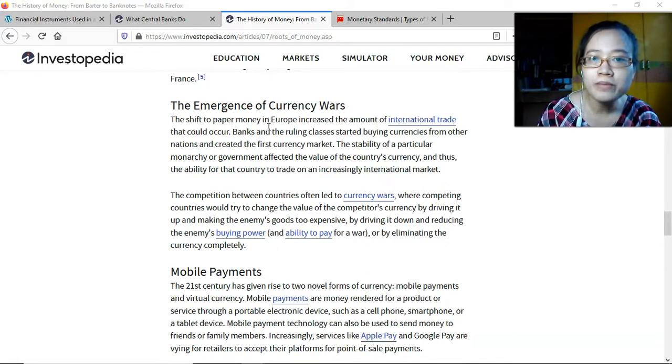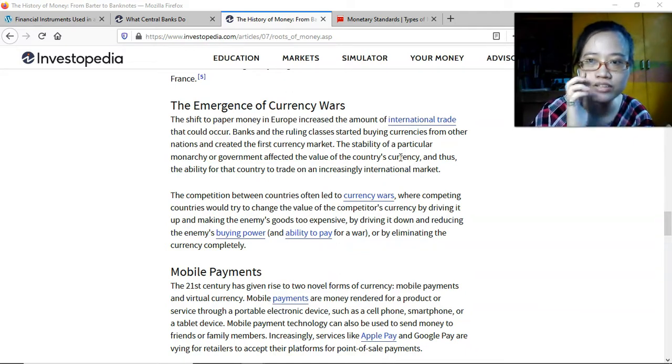Okay. The shift to paper money in Europe increased the amount of international trade that could occur. Banks and ruling classes started buying currencies from other nations and created the first currency market, so some sort of foreign exchange. The stability of a particular monarchy or government affected the value of the country's currency. Essentially, Europe is a large continent with various countries on it, so transactions between countries do take place, and so they have that foreign exchange going on as early as that time, right?